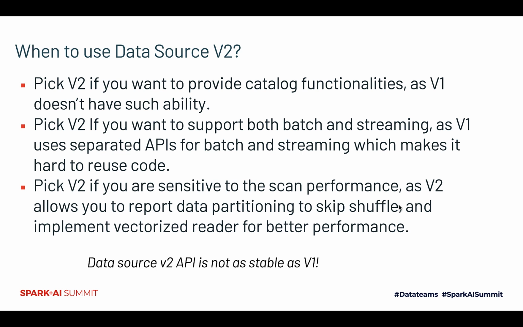If you are creating your own connectors, there is this important slide I want to call out. When should you use the V2 data source API? Number one, use it if you want to provide the added catalog functionalities for things like predicate pushdown, table alterations, etc. That wasn't available in V1. Use the V2 APIs if you want to support both batch and streaming. And use the V2 APIs if you're sensitive to performance because of the amount of information that's now available in terms of data partitioning, partition skipping indexes, vectorized readers, and all sorts of other pieces that are now available.